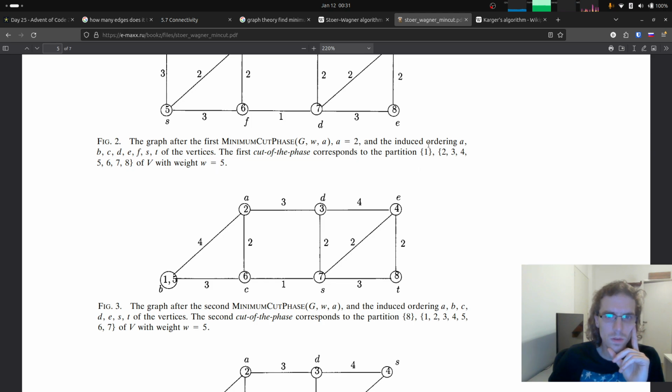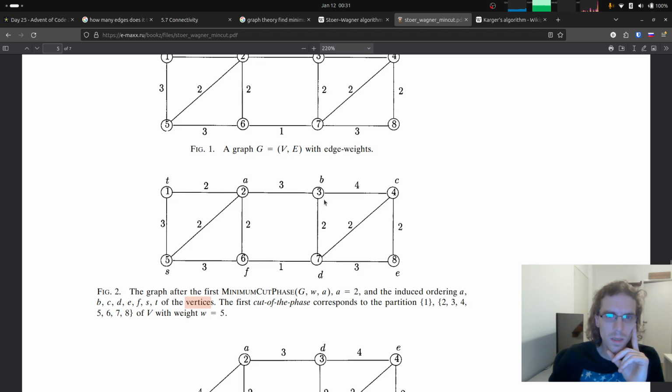And the induced ordering A, B, C, D, F, S, T of vertices. Okay, so here we see the order. So it was A, B, C. Yeah, then D. It was the 7 because it had 2 weights. Okay, thanks for giving me more information than the Wikipedia article. Thanks, paper. Then E, I guess because these weights add to 5 and no other thing added more than this.